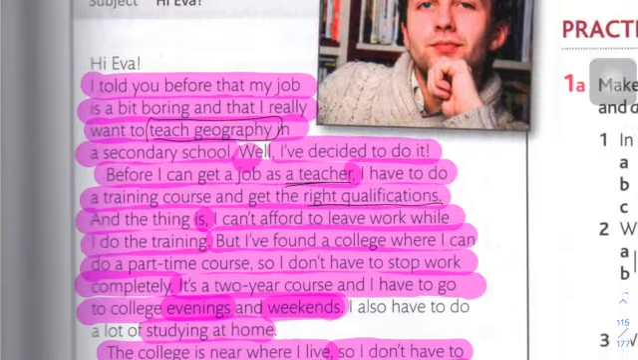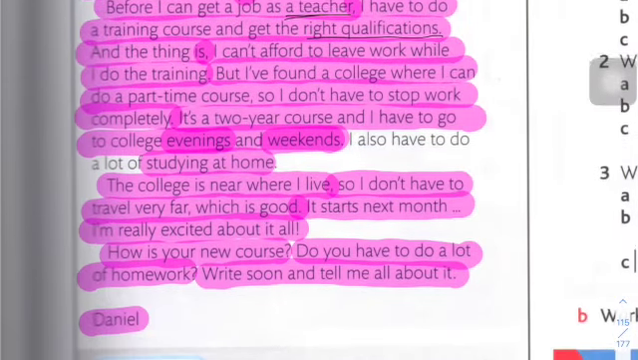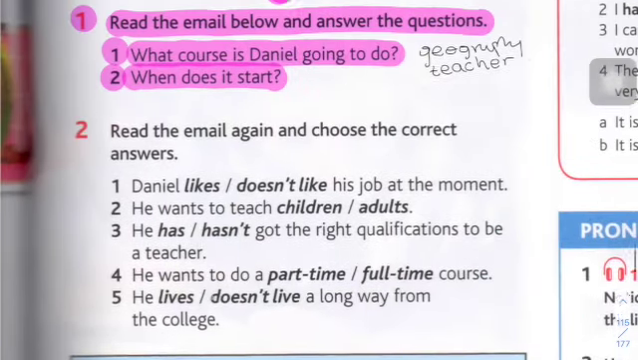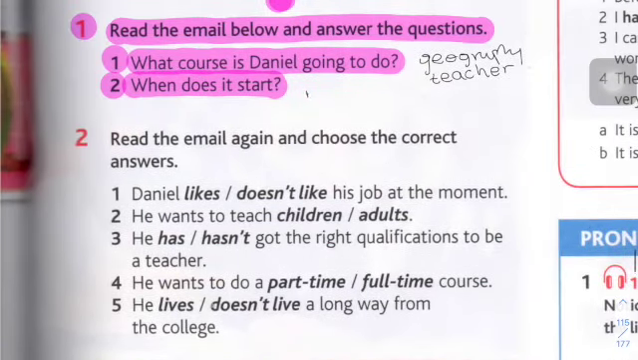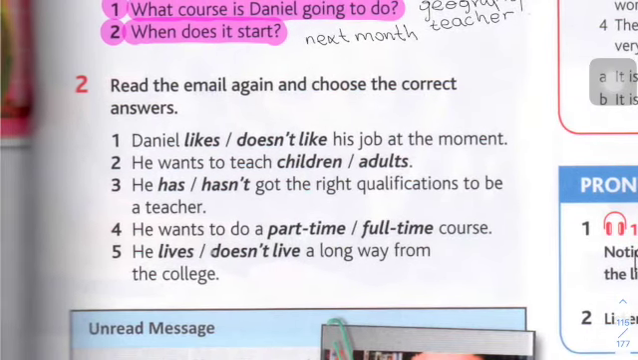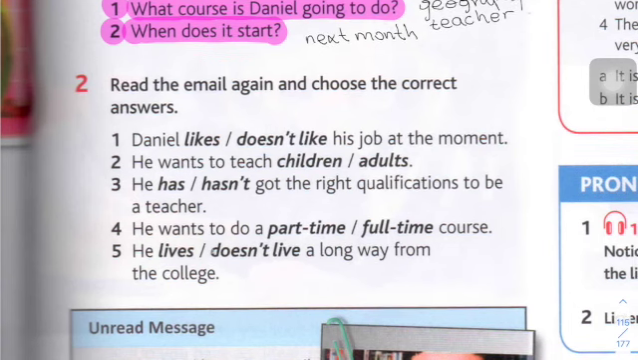And when does the course start? I saw. Okay, it starts next month. So the answer is next month. Good. Now, read the email again and choose the correct answers. So, we are going to do this exercise.